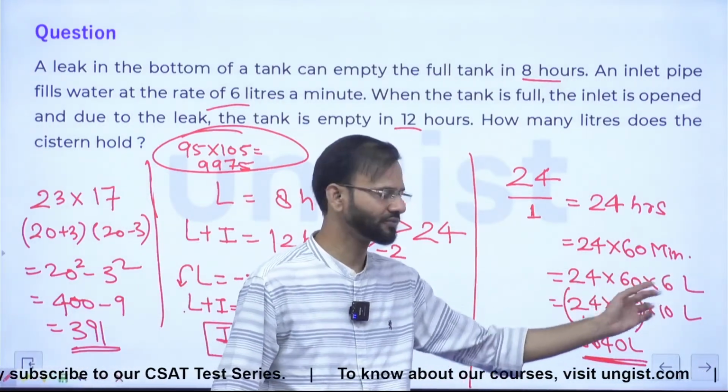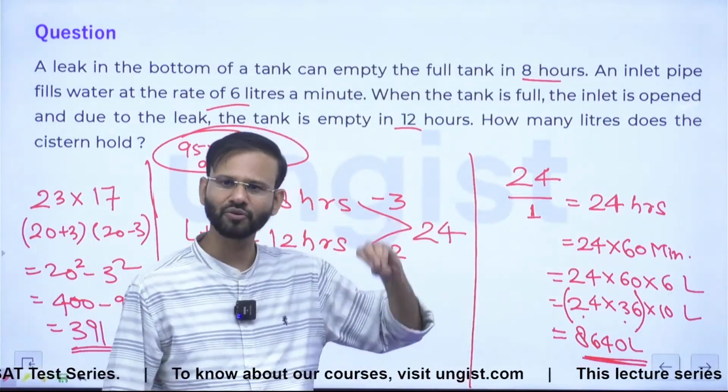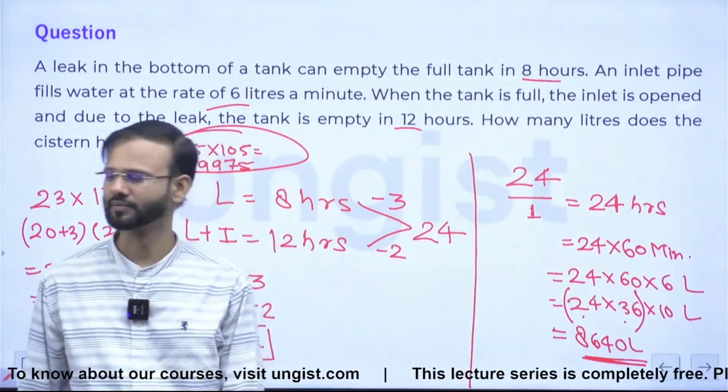24 into 6. If you do this, you will get the same answer. 24 into 6 is 144. 144 into 6 will be 864. Right?